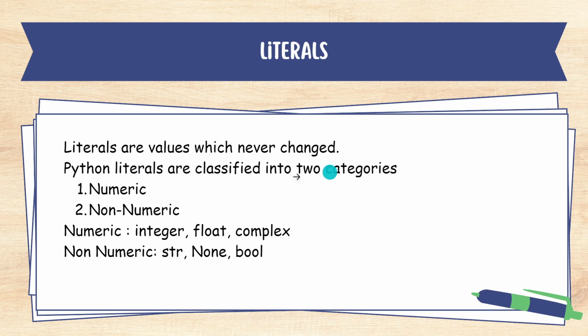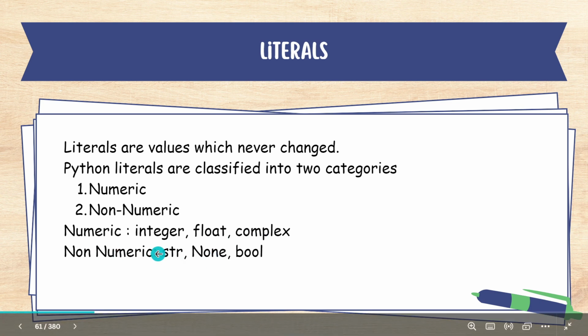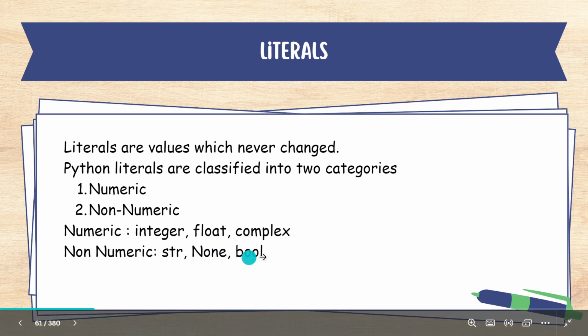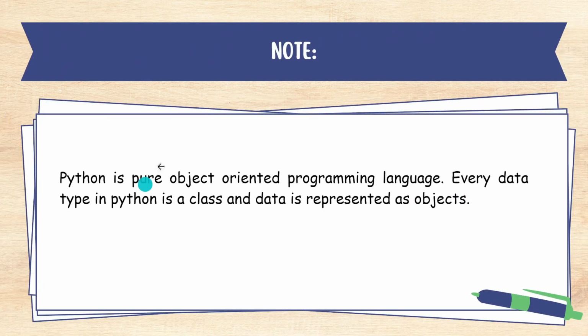Python literals are classified into two categories, numeric and non-numeric. Numeric are integer, float, complex. Non-numeric are string, none, and boolean. Note: Python is a pure object-oriented programming language. Every data type in Python is a class, and data is represented as an object. Let me show you what this line actually means.